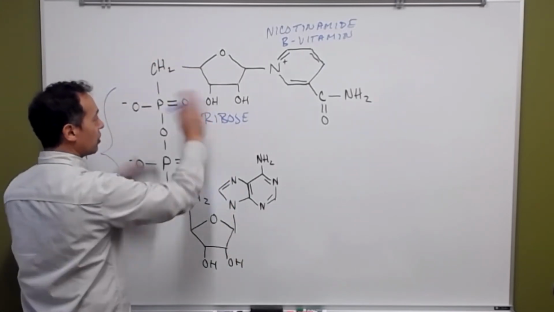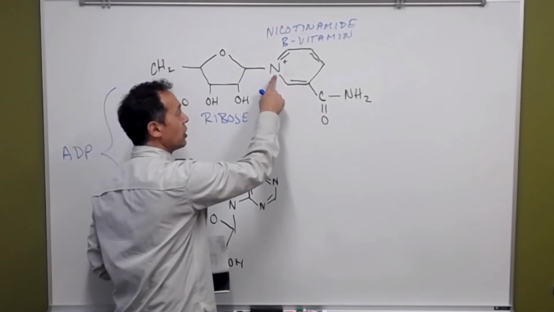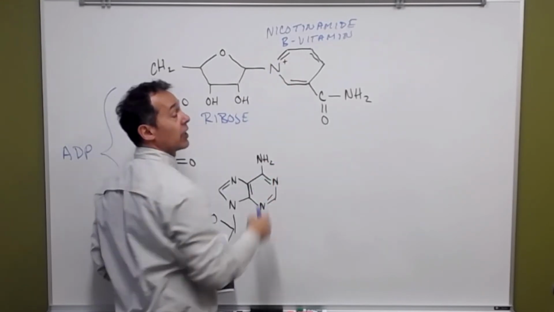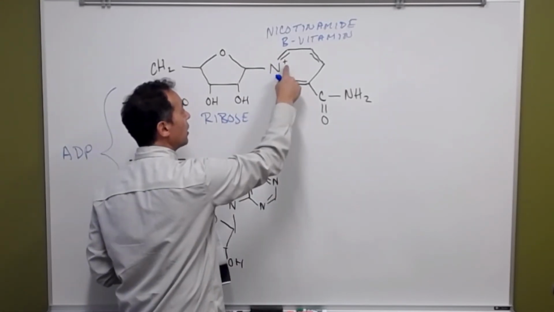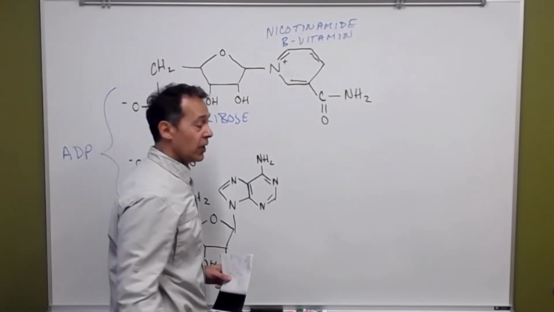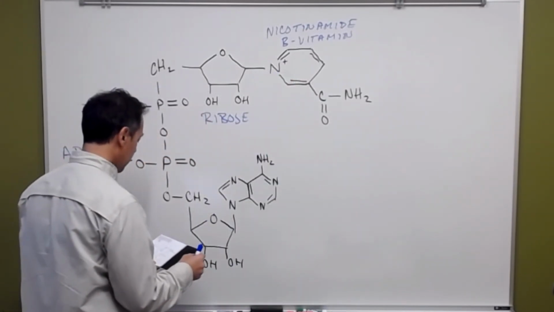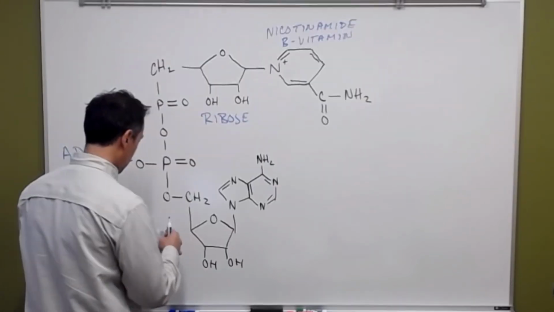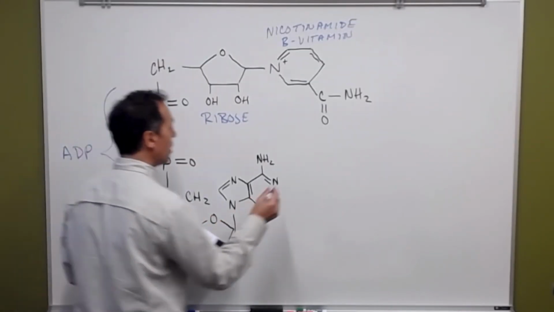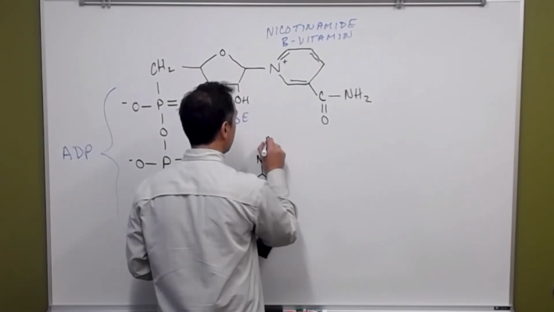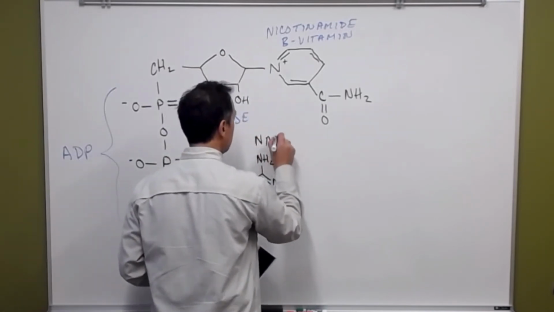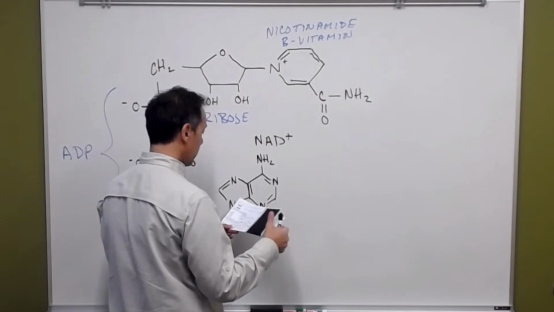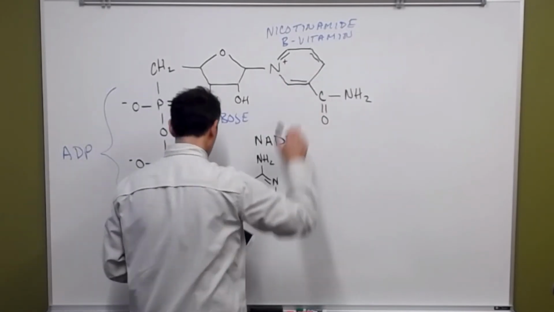This portion over here is just gobbledygook for right now, but here's a nitrogen that has 4 things coming off of it. Got a single bond, and a double bond like that. And because of that, it gives this nitrogen a positive charge. So all of this thing right here has a positive charge. So we would call this here NAD+. So I'm just going to call this here NAD plus. Okay, NAD plus.